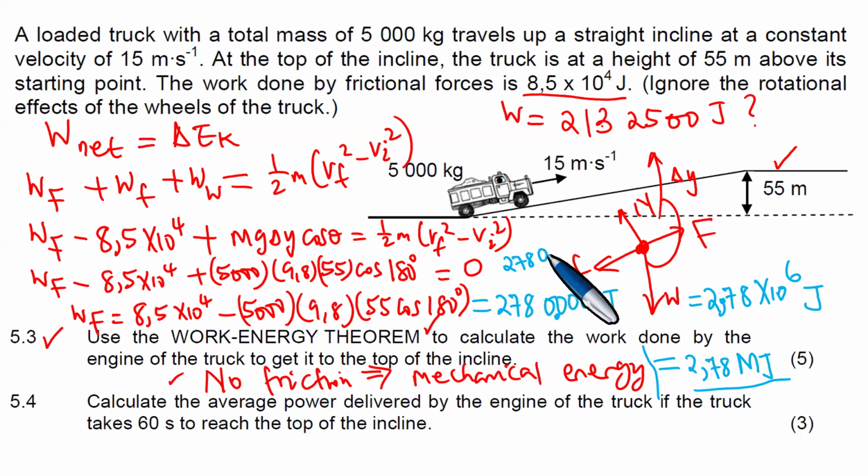2780 times 10 to the power 3 joules. 2780 kilojoules. You can still write it like that as well. Okay, let us move on to the next question. The next one is yours now.